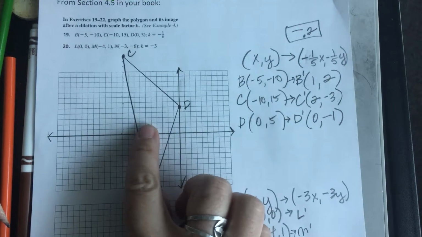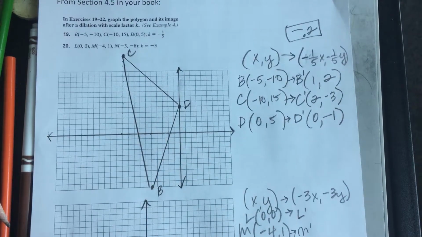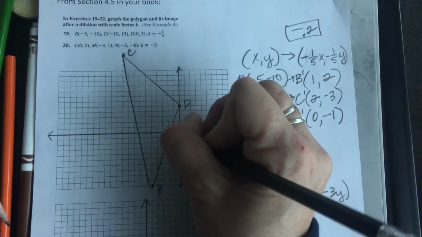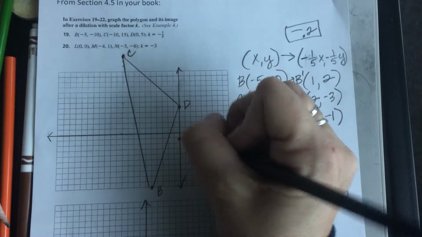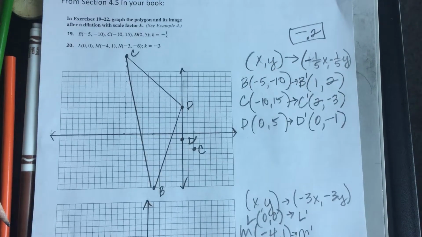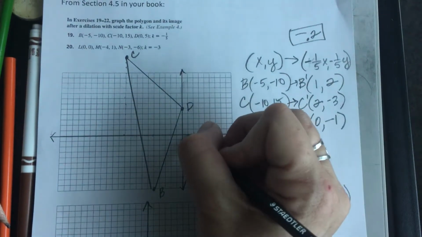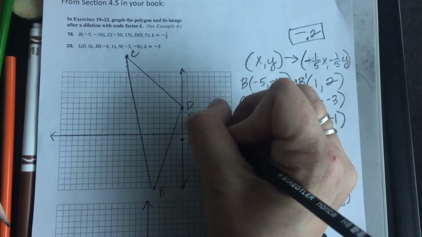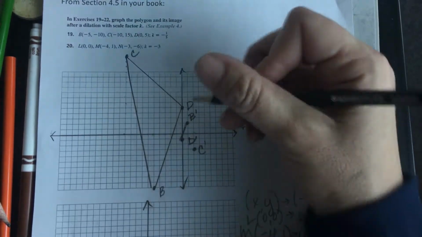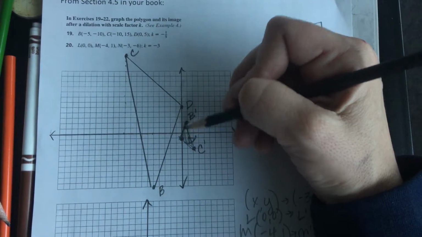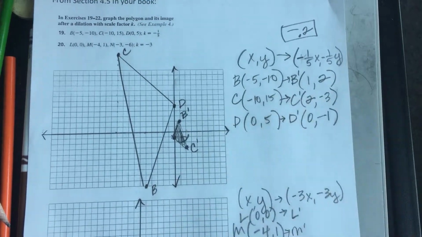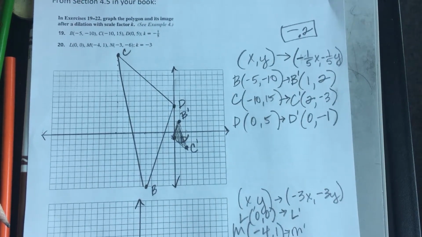So I have my pre-image already. I'm going to go plot my image, 0, -1 for D prime, 2, -3 for C prime, and 1, 2 for B prime. I went by 1s. I know my C was off the page, but I went by 1s. If you went by 2s, just make sure your math over here is right. It'll just be a lot littler.